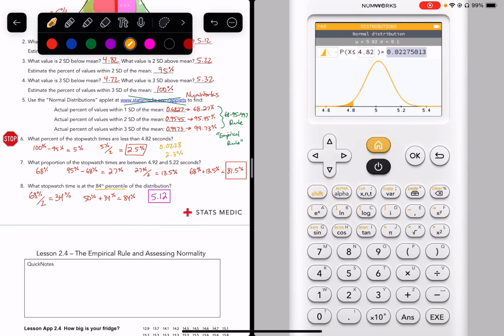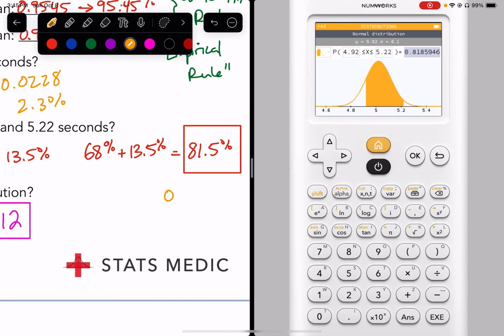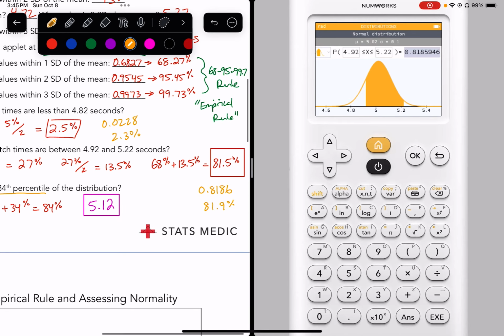Question 7, what proportion was between 4.92 and 5.22? We're going to go back to that in-between graph. So I want the shading in between. We're going to go to our left side was 4.92. Our right side was 5.22. And it says 0.8186. So about 81.9%. Again, pretty darn close. Okay, we were a little bit off, and that's okay.